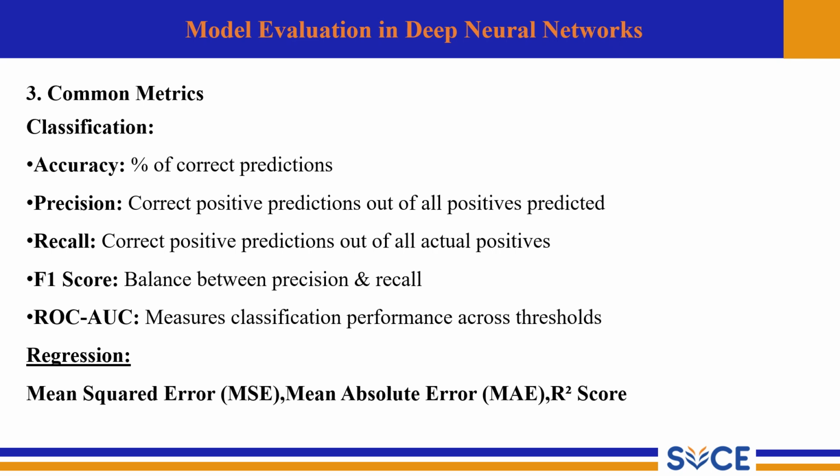Now for regression models, where we predict numbers, we use mean squared error, mean absolute error, and also R squared. Mean squared error shows how far off the predictions are using squared differences. Mean absolute error shows the average error in prediction using absolute values. R squared score tells us how well the model explains the variation in the data. These metrics help us to understand if the model is doing a good job and where it might need improvement.